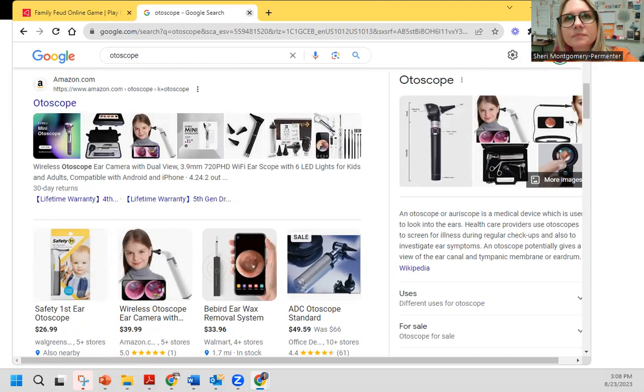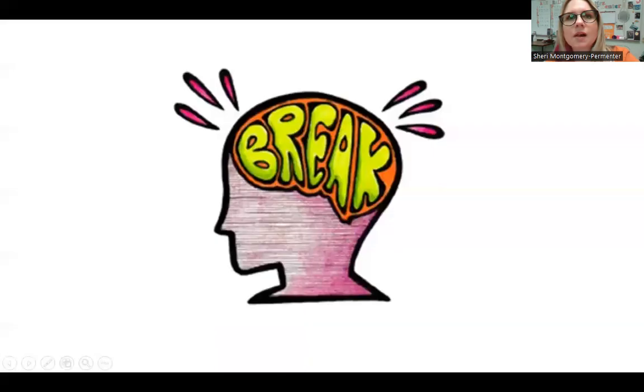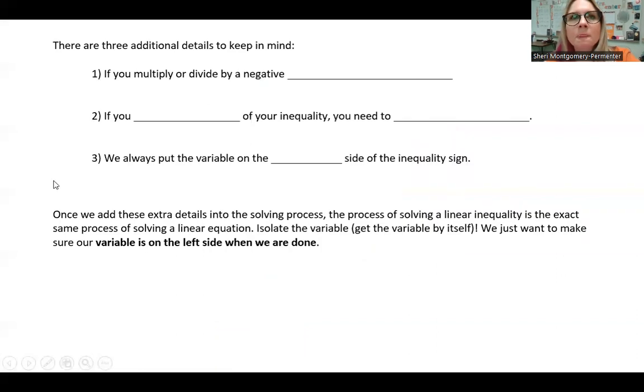Okay. Moving on. We're going to fill in some blanks. So when we're solving inequalities, and this is not new, you've solved inequalities before. So here is the first big one. These are just some things that we need to remember. That if you multiply or divide by a negative, do y'all remember what you do?